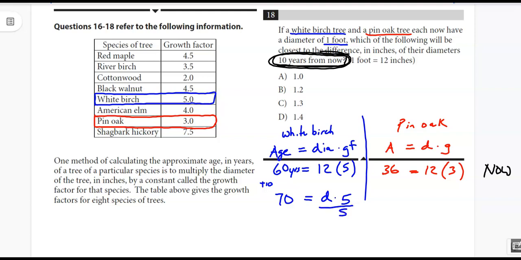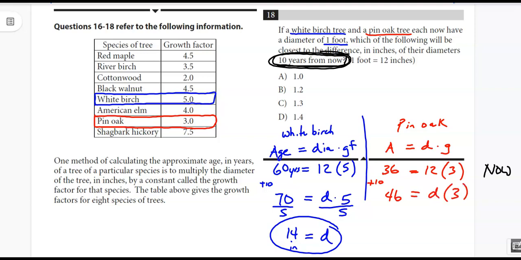We divide that side by 5, divide by 5, and it looks like the diameter is going to be 14 inches. All right, and if I come over here to the pin oak, 10 years from now he will be 46. We do not know the diameter, but we do know the growth factor, and we divide both sides by 3. Divide by 3, and we get that the diameter is, 3 goes in there 15 and 1/3. Okay?